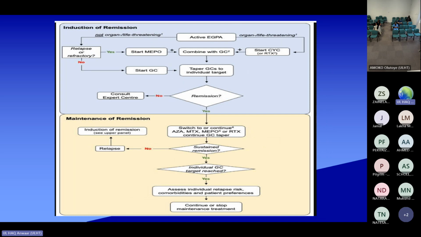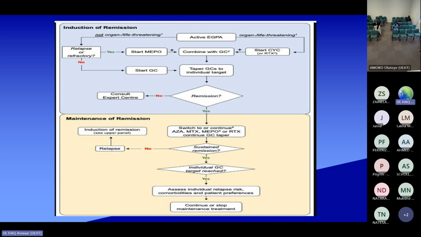The next one is EGPA, which used to be called Churg-Strauss syndrome. This is eosinophilic. The principle is the same, but the treatment is a little bit different. You have to find out whether it is life-threatening or not life-threatening. If it is not life-threatening, and the patient is relapsing, previously treated, or refractory, then you have the option of glucocorticoid or mepolizumab.